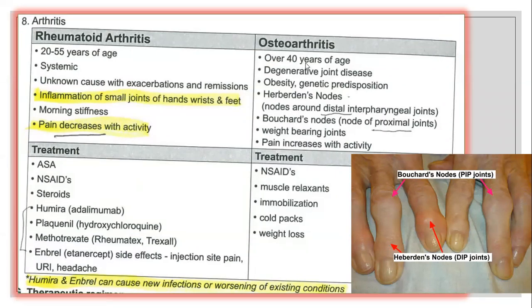What are the treatment options? For osteoarthritis, non-steroidal anti-inflammatory medication is good, along with muscle relaxants, immobilization, cold packs, and weight loss. What about rheumatoid arthritis? We use aspirin, non-steroidal anti-inflammatory medications, NSAIDs. Steroids are very effective, or immunosuppressive medications like adalimumab, right?